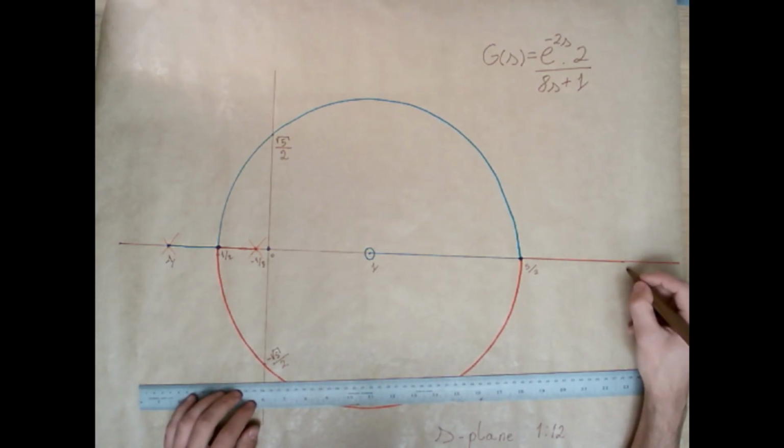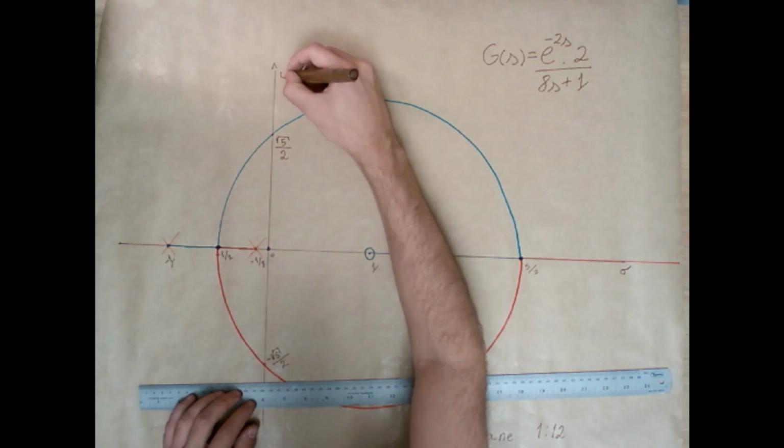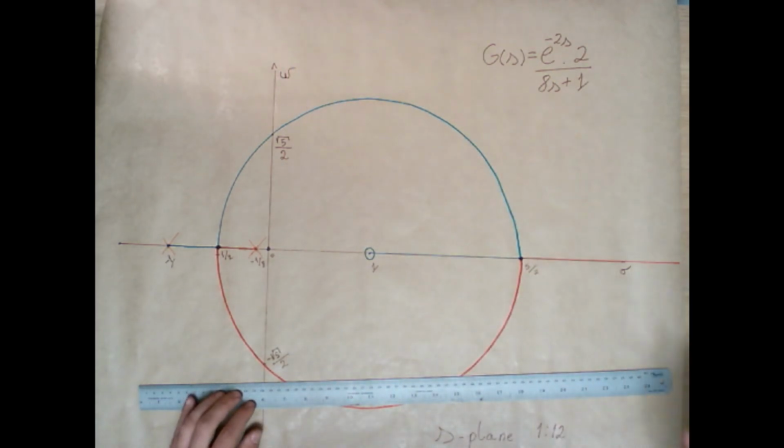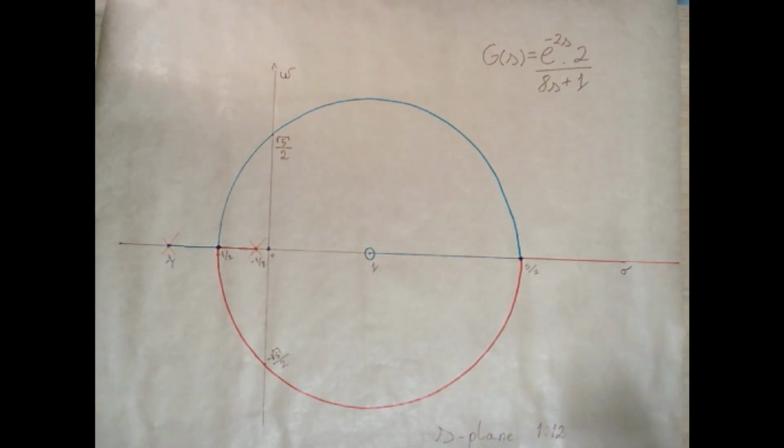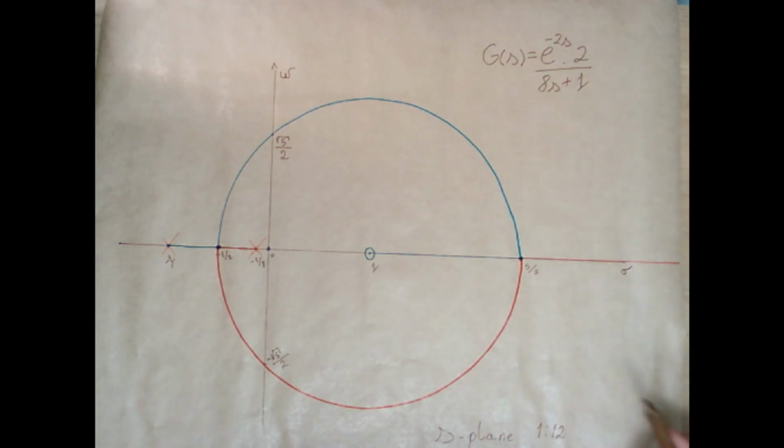So this is the real axis, or sigma. This is the imaginary axis, or omega. And that is the root loci of this transfer function on the S-plane.